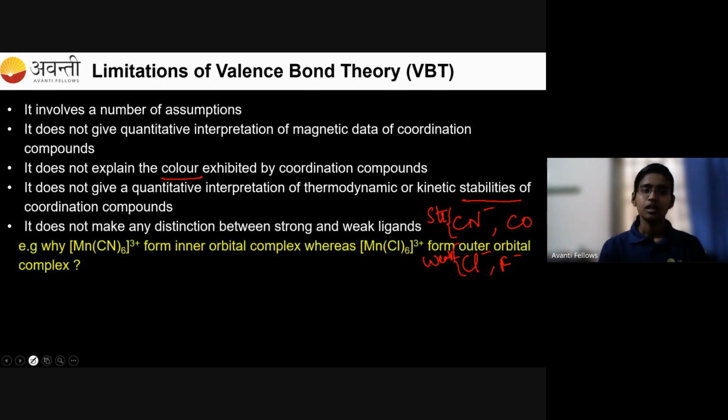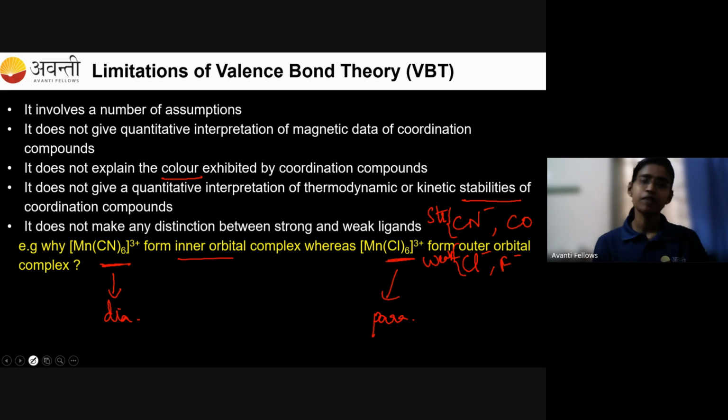So here the first compound is a cyanide complex and this is a chlorido complex. Cyanide is forming an inner orbital complex, but the chlorido complex is forming an outer orbital complex. Why is this forming inner orbital with diamagnetic nature and why is this forming outer orbital with paramagnetic nature? What is the reason? What is the nature of the ligand? Why is cyanide a strong field ligand? Why is Cl a weak field ligand? Such differentiation is not given by the valence bond theory.